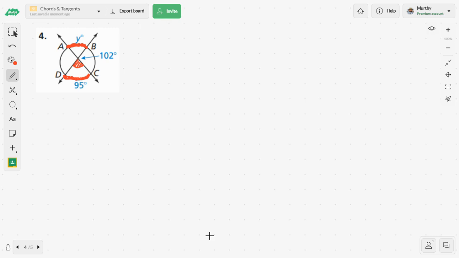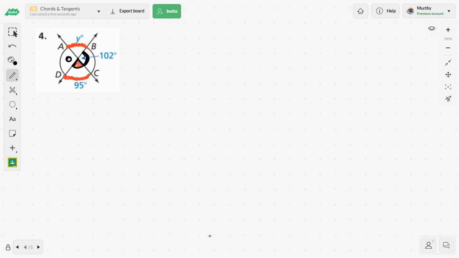Let me label this as maybe point O. This point I am taking, this is not the center, but I am just taking it as O. Therefore, angle DOC is, please notice that this is connected to y and 95, but this value is not given, but the adjacent value is given as 102.